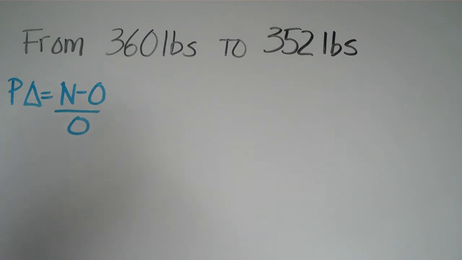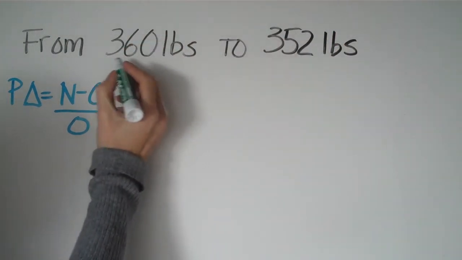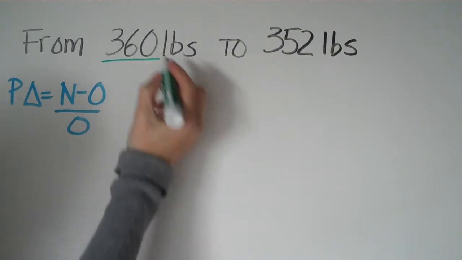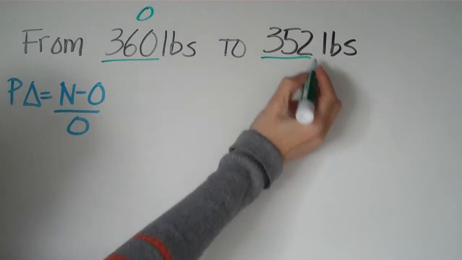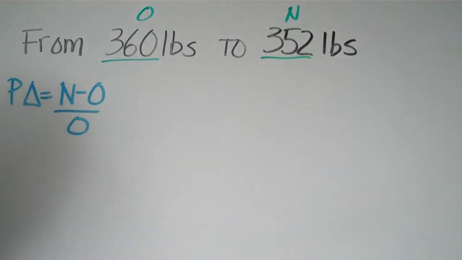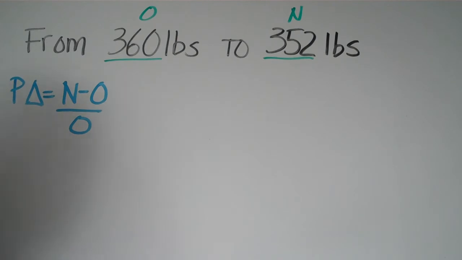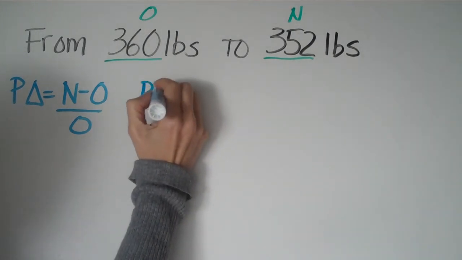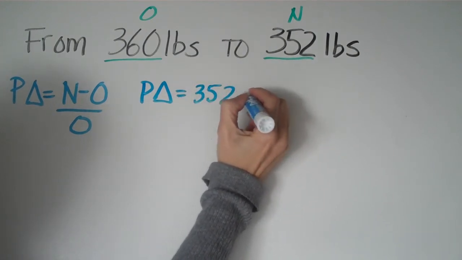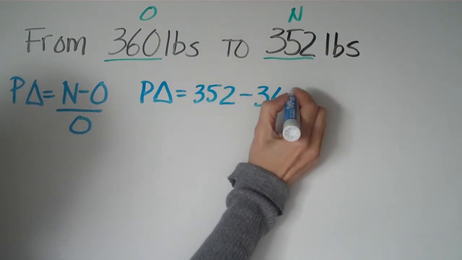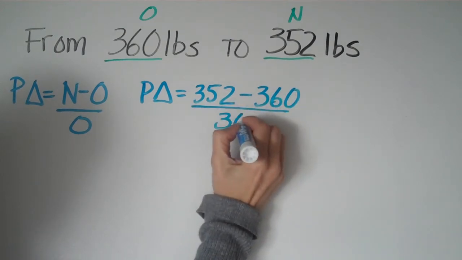Let's say we are going from 360 pounds to 352 pounds. Okay, so again, from 360, well then this is our O, to 352, so this is our N, and we're going to just substitute those numbers in. Percent of change equals the new 352 minus the original of 360 over the original of 360.